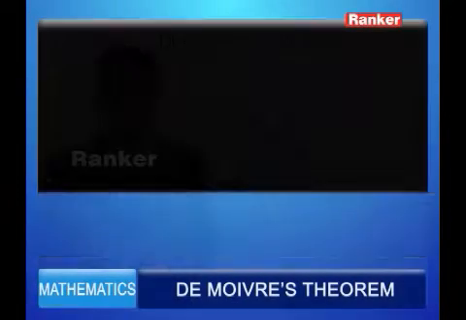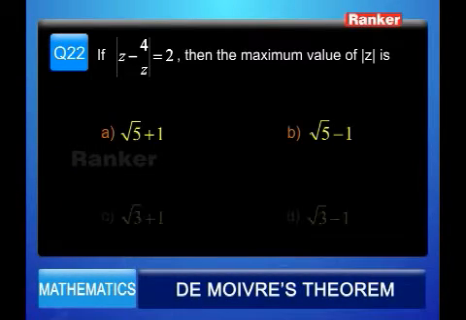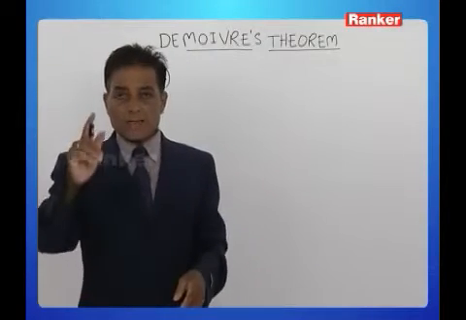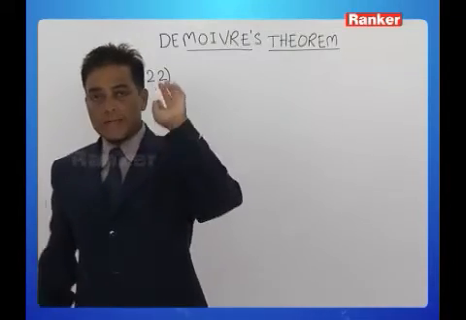Question number 22. If modulus of z minus 4 by z is equal to 2, then the maximum value of mod z is. I repeat the question again. Modulus of z minus 4 by z is equal to 2, then what is the maximum value of mod z? Options are given: root 5 plus 1, root 5 minus 1, root 3 plus 1, root 3 minus 1. Let us see the right option.